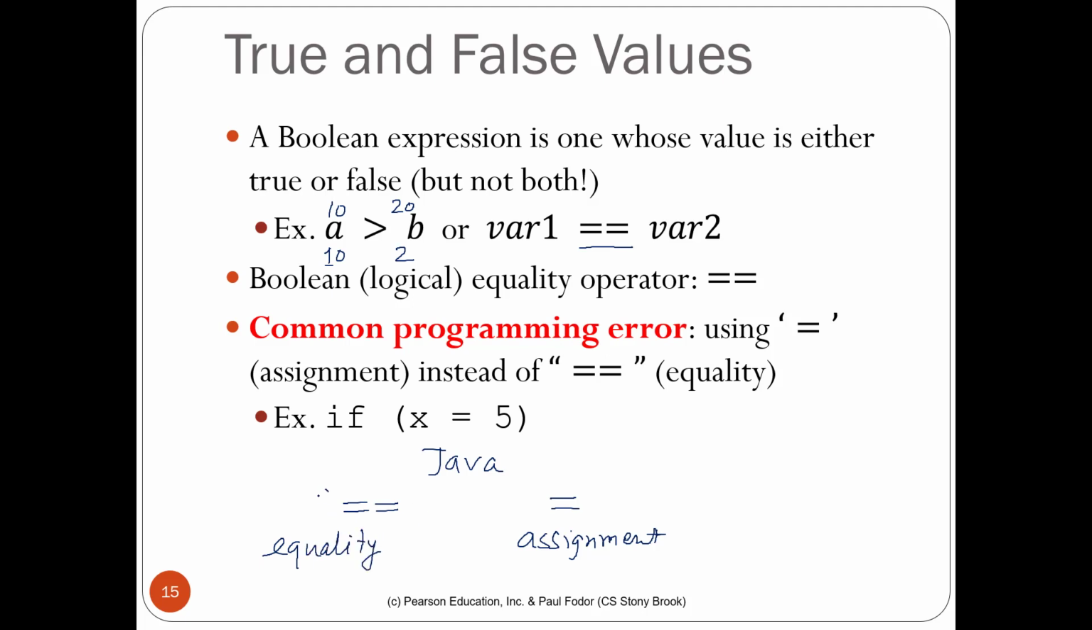If you want to check whether a is equal to b or not, then you should put two of these operators, not one. And this is a very common programming error by most programmers. But when you start programming, when you're new to programming, you should be very, very careful about it. So whenever you have to check for equality of two variables, please use this operator, not this one. This is assignment, this is not equality.